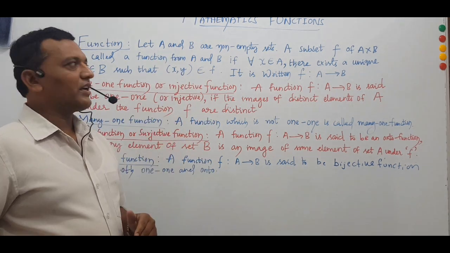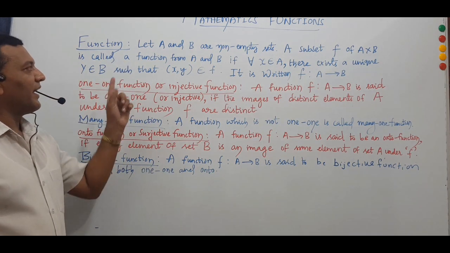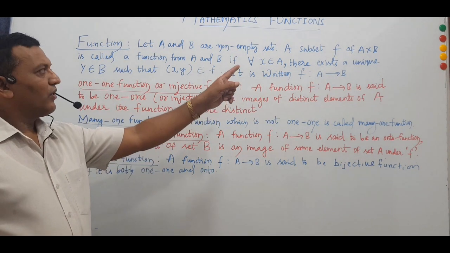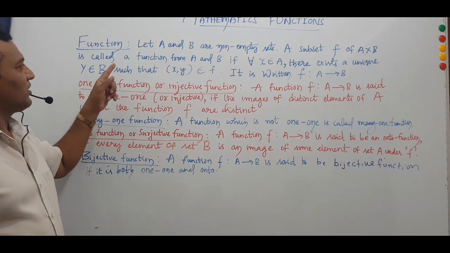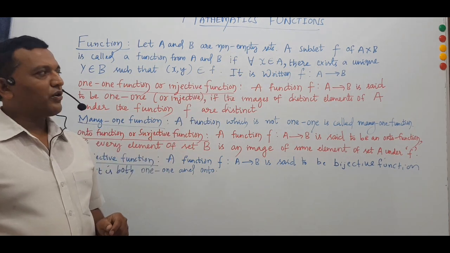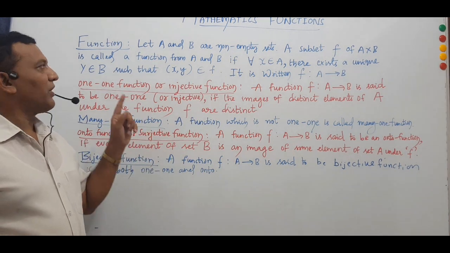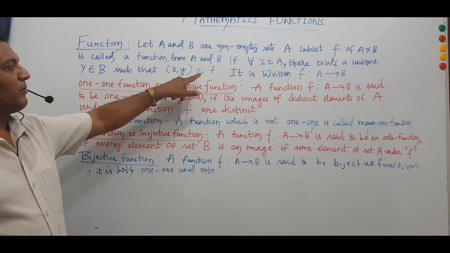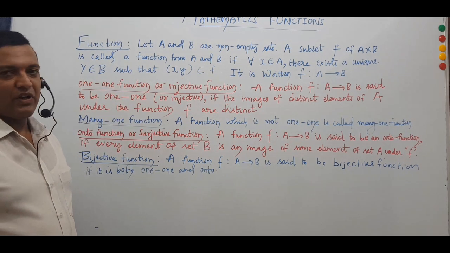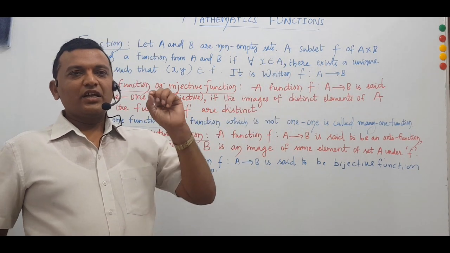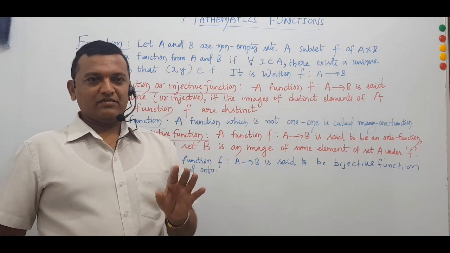So by definition we can say a function: let A and B be two non-empty sets, a subset f of A cross B is said to be a function from A to B if for all x belonging to A there exists a unique element y belonging to B such that the ordered pair (x, y) belongs to f. We can write this as a function f from A to B. So basically we can see that a function is a relation.